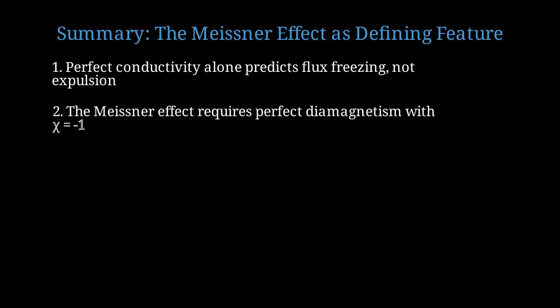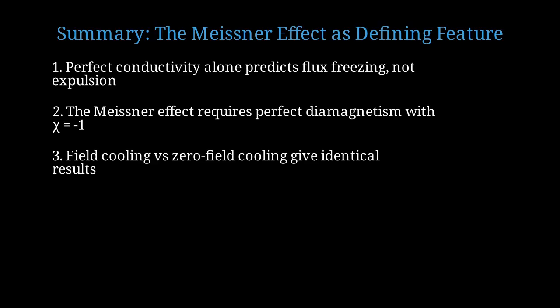Second, the Meissner effect demonstrates perfect diamagnetism with susceptibility chi equals -1. This is a thermodynamic property, independent of how the superconducting state was reached. Third, field cooling and zero field cooling give identical magnetic states below Tc. This proves superconductivity is an equilibrium thermodynamic phase, not a kinetic phenomenon.